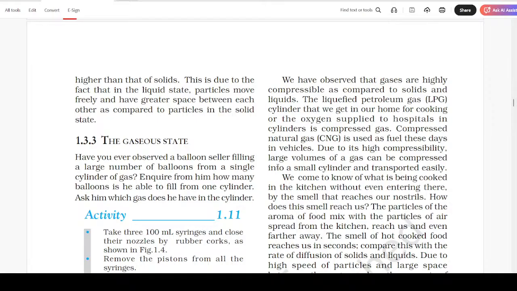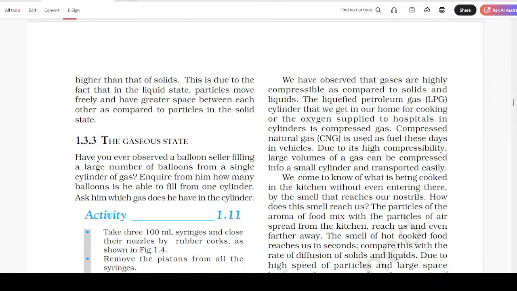We come to know of what is being cooked in the kitchen without even entering there, by the smell that reaches our nostrils. How does this smell reach us? The particles of the aroma of food mixed with the particles of air spread from the kitchen and reach us, and even farther away, the smell of hot cooked food reaches us in seconds.